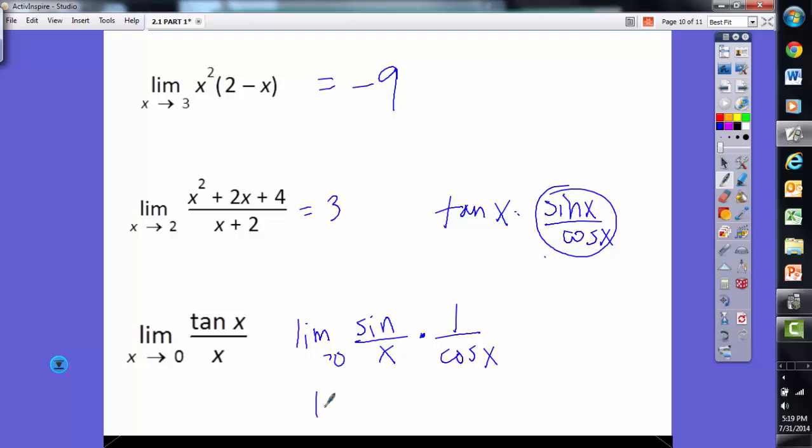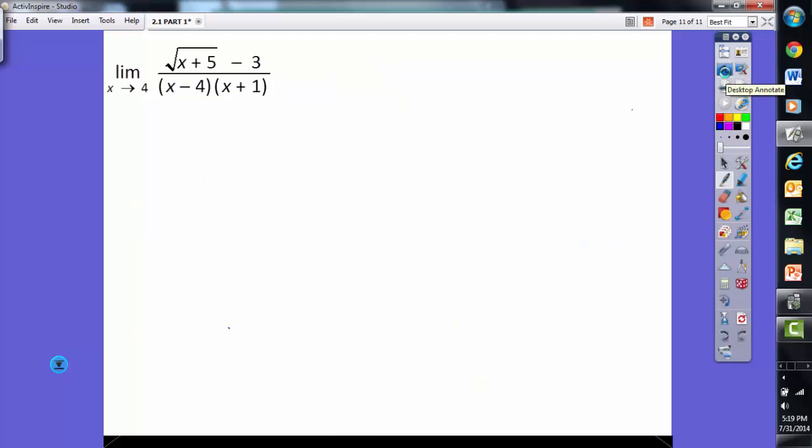And so the product rule says the limit of a product is the product of the limits. So the limit as x approaches 0 of sine of x over x is 1 times cosine of x. Cosine of 0 is 1. So 1 times 1 is 1. Last one. This one's a doozy.